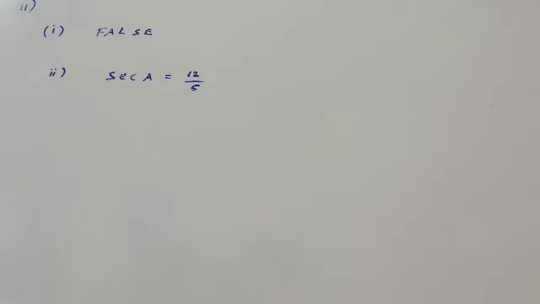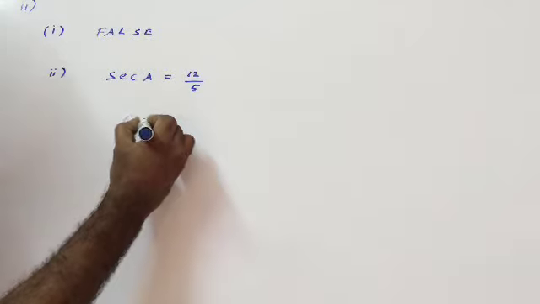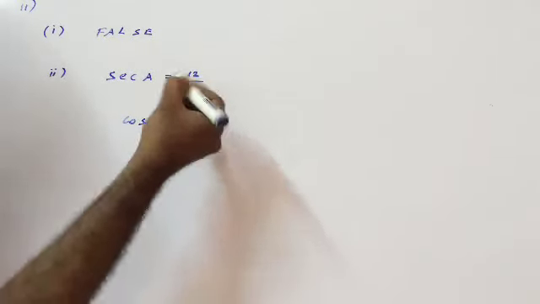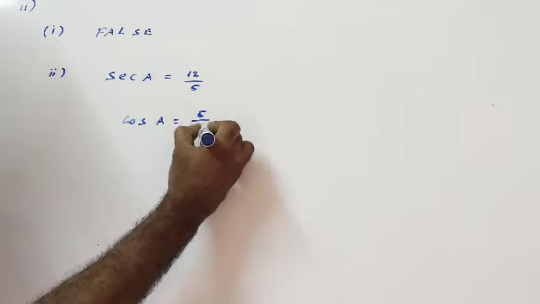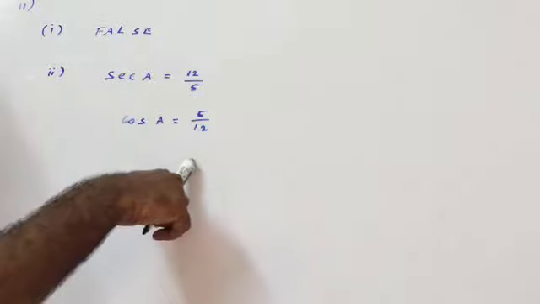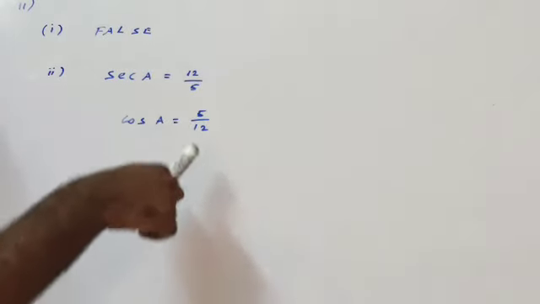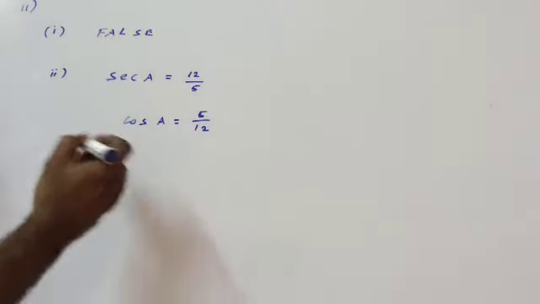In subdivision 2, secant A is given as 12 by 5. Secant theta is the reciprocal value of cos theta. So cos A is the reciprocal value of secant, so we can write 5 by 12. Cos theta means adjacent side by hypotenuse side. Adjacent side is 5, hypotenuse side is 12. So adjacent value is less than the hypotenuse value. So it is true.